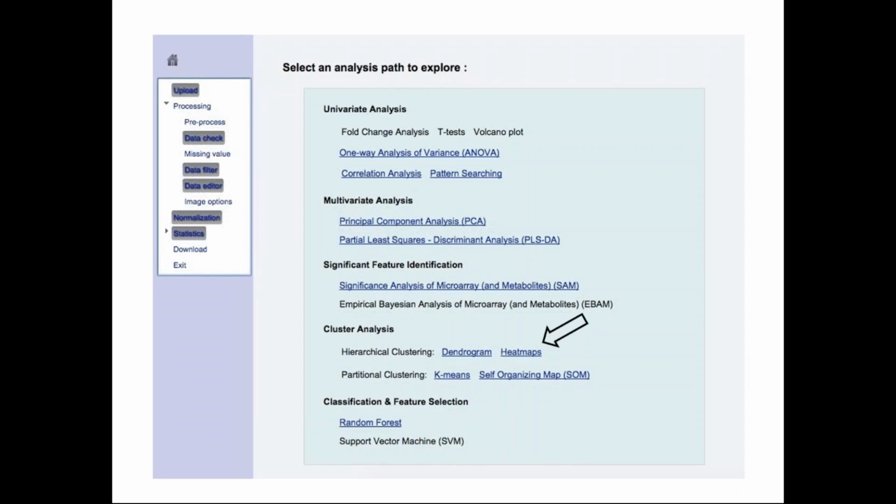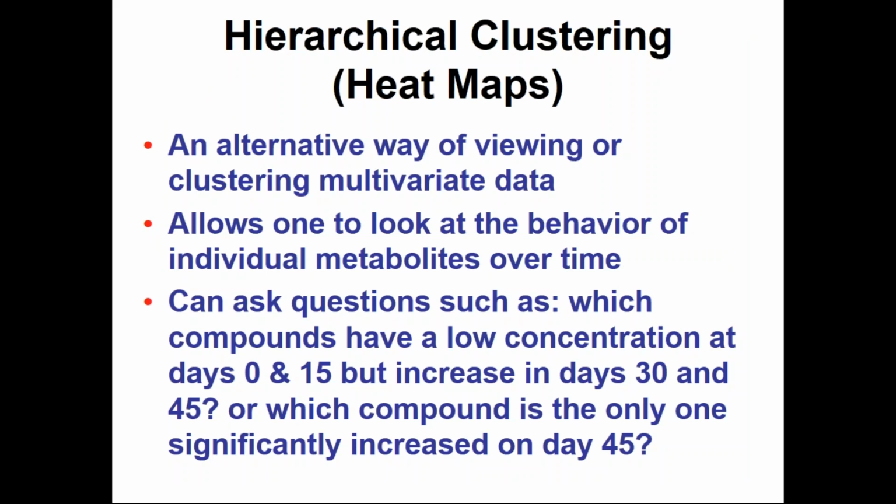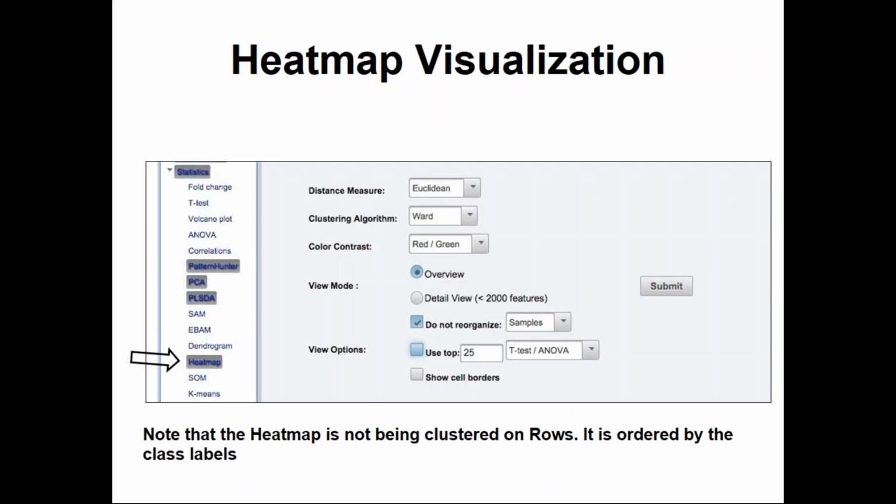Another approach for just looking for temporal trends is just the heat map. This is a very visual thing that you can do with MetaboAnalyst. There's another tool we've developed called Heat Mapper at heatmapper.ca. Does the same thing. And you can look at individual metabolites over time, and you can just see very clearly what's happening. In this case, we just click on the heat map on the left side under the statistics package. We uploaded it. We've used a standard Euclidean distance measure. These are all the default values, and you just press submit.